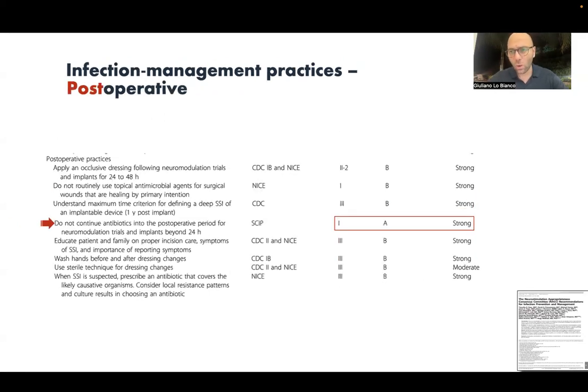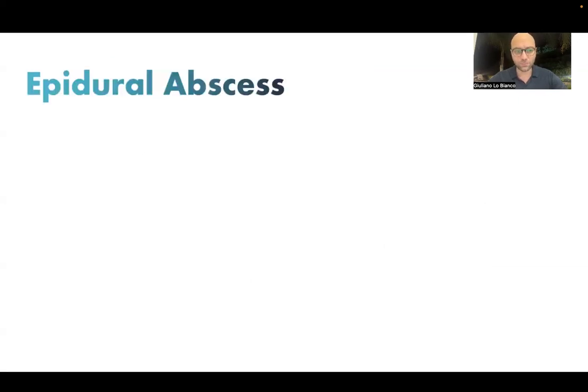And just one statement regarding the postoperative time: do not continue antibiotics into the postoperative period for implant trials or second-stage implants for more than 24 hours. Well, I know there are some colleagues, some doctors, who keep on prescribing antibiotics even for 1 week after implants. In this case, we have this one statement: do not continue antibiotics beyond 24 hours.